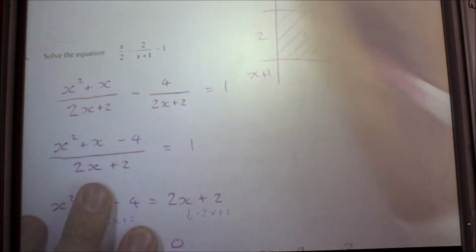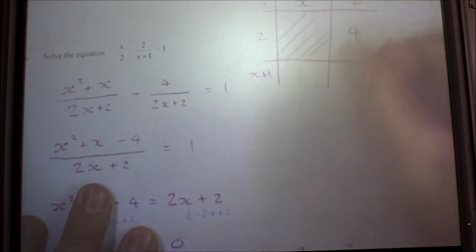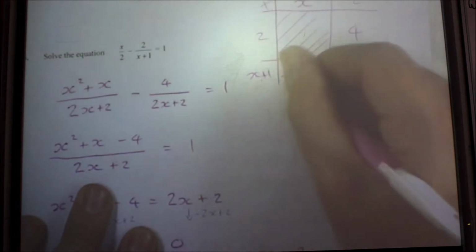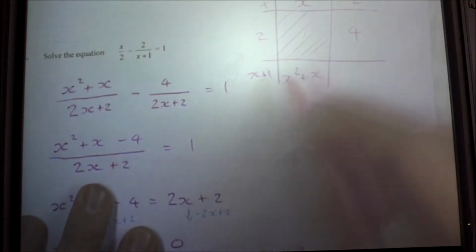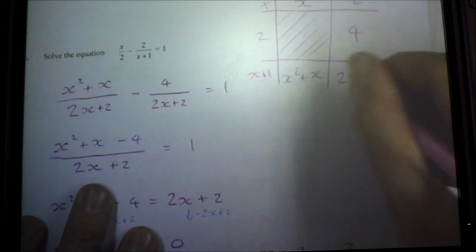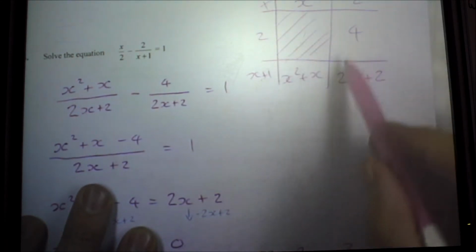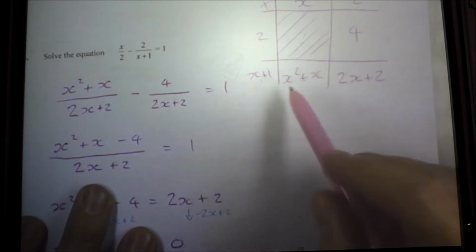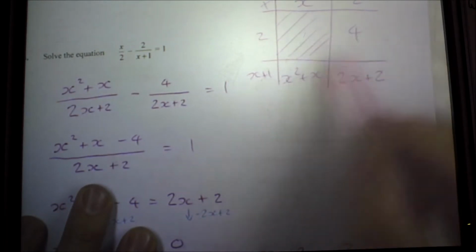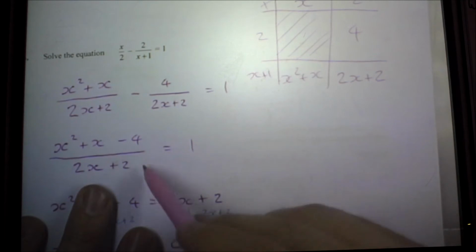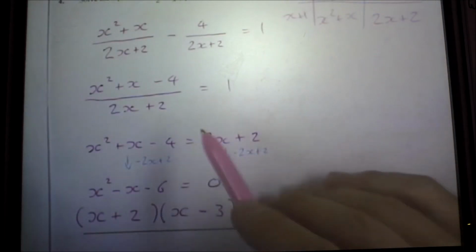Blank that one out. Put times there. So 2 2s are 4. X times x add 1 is x squared, add x. And 2 times x add 1 is 2x add 2. Now that's your bottom number there, and you need to take away that for your top number. So that's exactly what I've done here. So let's keep moving on.